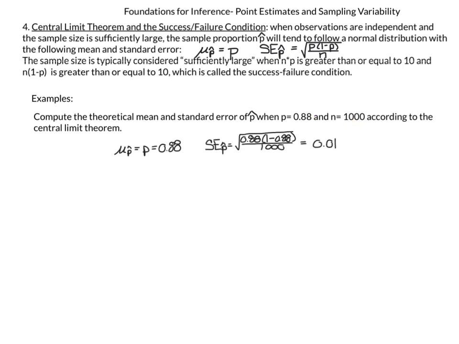We will use our central limit theorem, which tells us that the mean of p hat is going to equal p, which is 0.88. And the standard error of p hat is equal to the square root of p, 0.88, times 1 minus 0.88, or 0.12, divided by n. In this case, n is 1,000, so our standard error is 0.01.